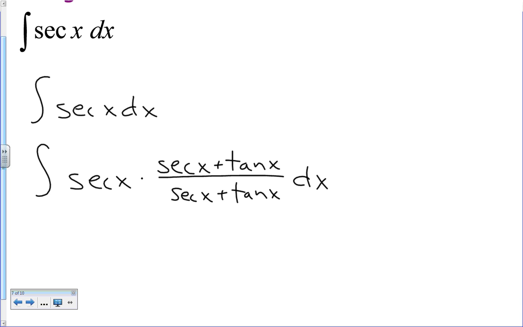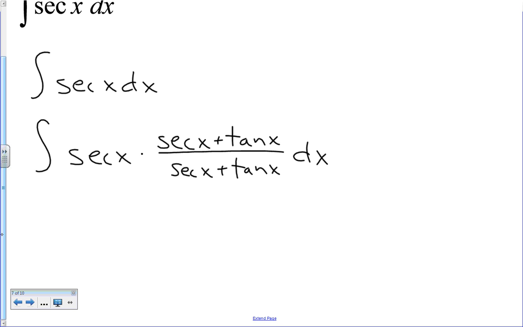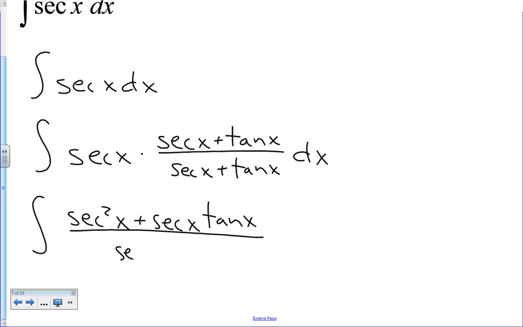Again, that probably doesn't look like an obvious step here, but when I multiply the secant through the numerator there, I'm going to end up with the integral of secant squared of x, secant times secant, plus the secant of x times tangent of x. And that's all divided by the secant of x plus the tangent of x dx.